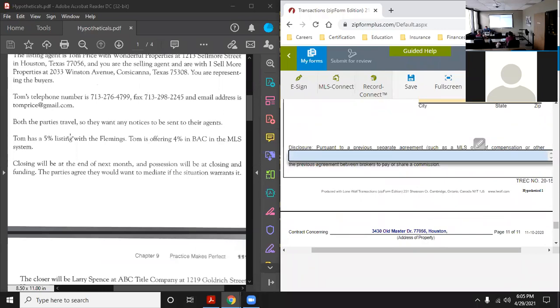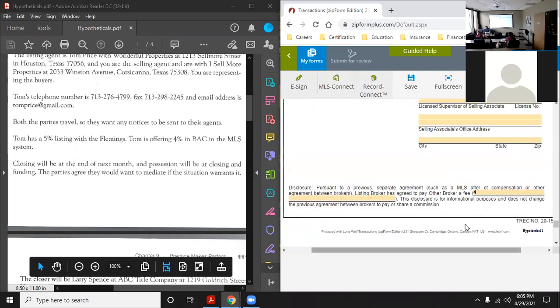Tom has a 5% listing with the Flemings, and Tom is offering 4% in the MLS system. So I'm assuming he's offering 4% to the other agent. That's what I was assuming, and I was wondering about it when I was reading that. I'm confused, though, because I don't know why you would only want 1%. Again, I don't know why they only want 1%, but sure, let's just say 4.